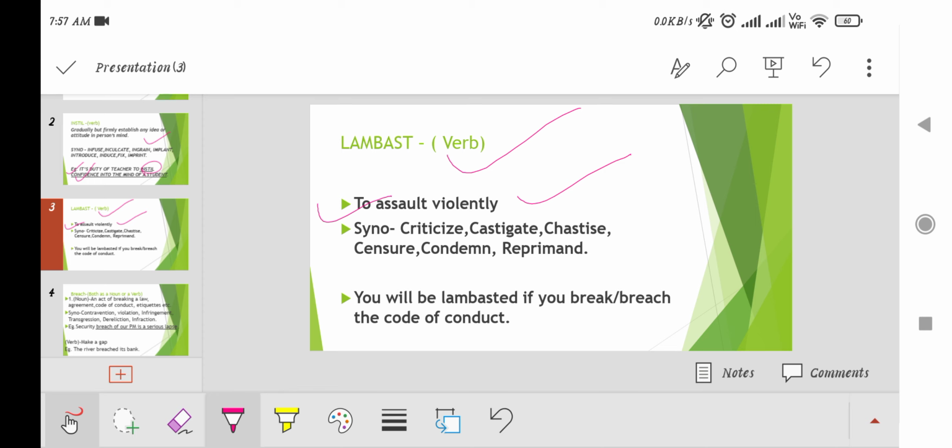It's criticize, it's castigate, it's chastise, it's censure, it's condemn, it's reprimand. These all are the words which can be used instead of, in lieu of lambast. Okay, criticize, castigate, chastise, censure, condemn and reprimand. We all know very well that it's written here that lambast is a verb.